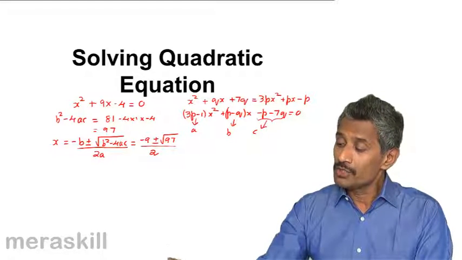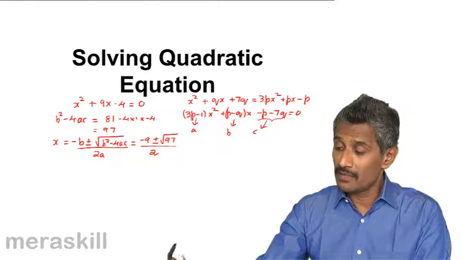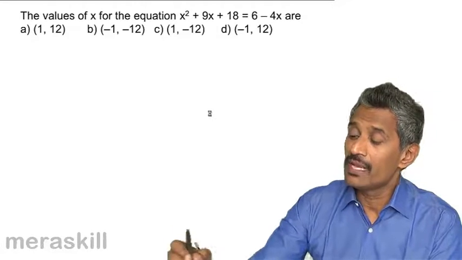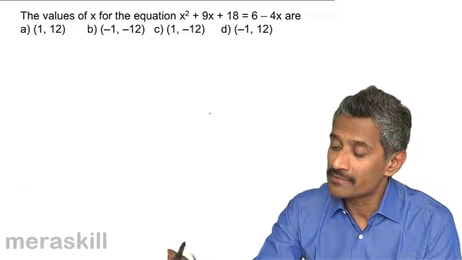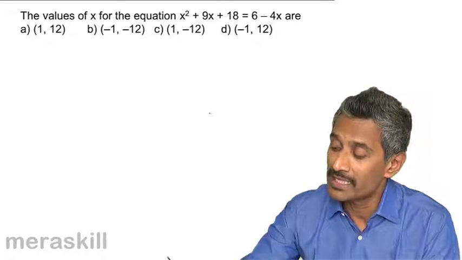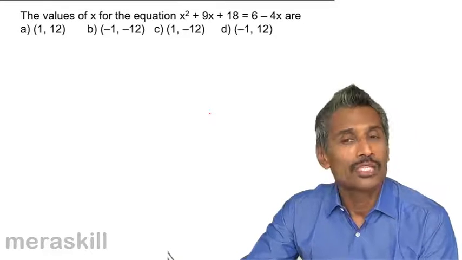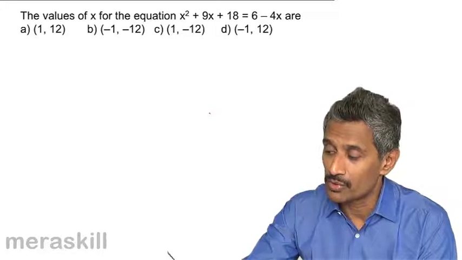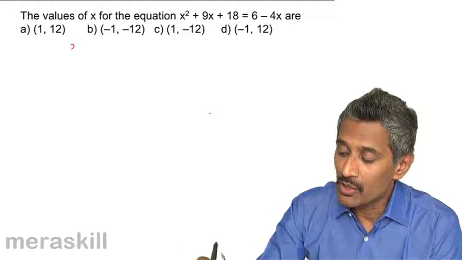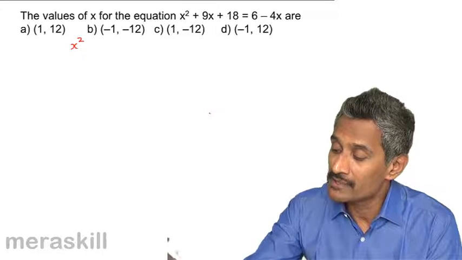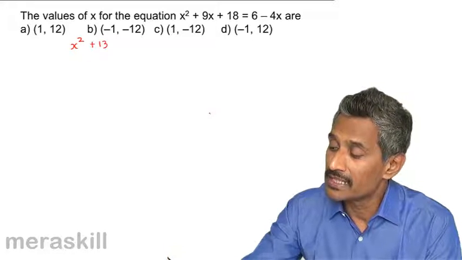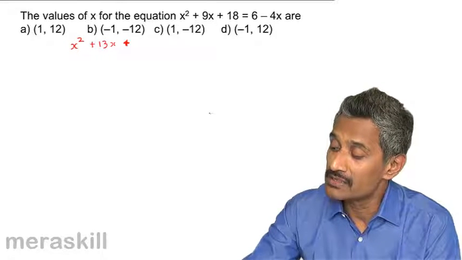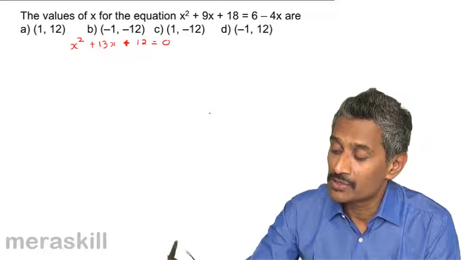Right. So let's see what we have in store for similar kinds of questions and how we can solve them. Okay, now here we have an equation. The values of x for the equation x squared plus 9x plus 18 is equal to 6 minus 4x are? So in simple words, you have to find out the roots. Now we need to simplify this. Collect all the terms: x squared, 9x plus 4x is 13x, 18 minus 6 is 12, and hence we get x squared plus 13x plus 12.